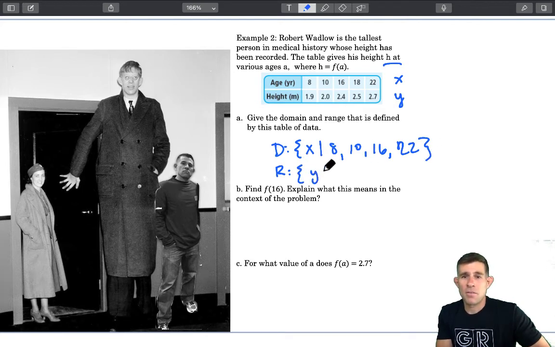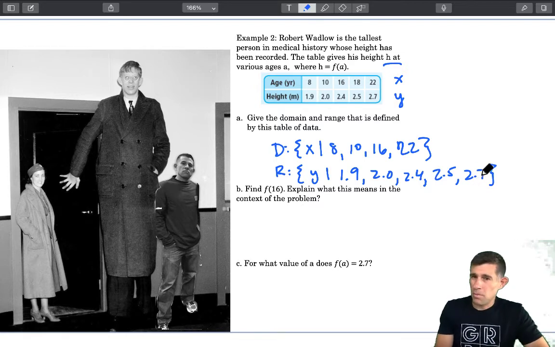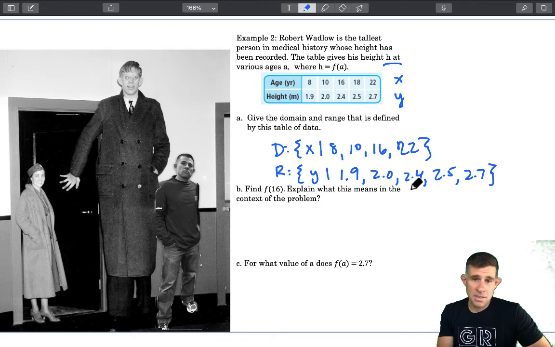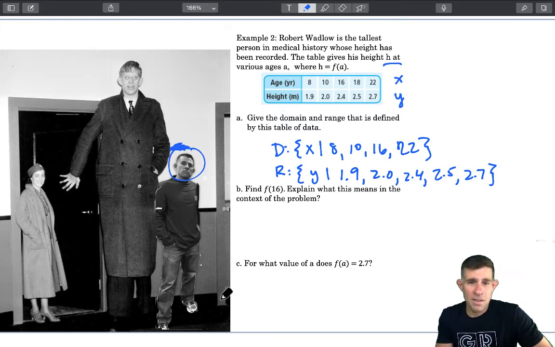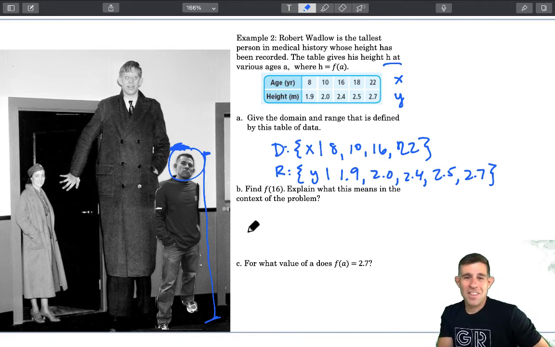All right, our range then are going to be the outputs here, 1.9, 2.0, 2.4, 2.5, and 2.7. Now remember, this is measured in meters, so multiply each of these by a little bit over 3, and you're going to find out how many feet Robert Wadlow is. And you can see here, I'm pictured next to Robert, and you can see I'm pretty tall myself.